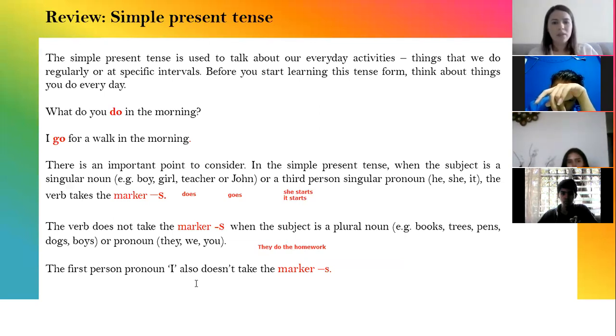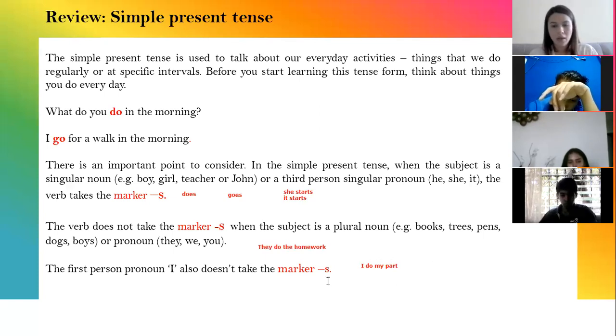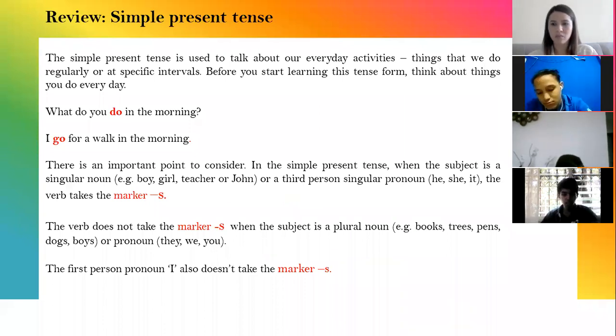And the first person pronoun, I, also doesn't take the marker S. También cuando utilizamos este pronombre personal, I do. I do my part. No añadimos S o marker S al verbo. Are you following me? Are you clear? ¿Estamos claros? Yes. Okay, thank you. Yes, we are.